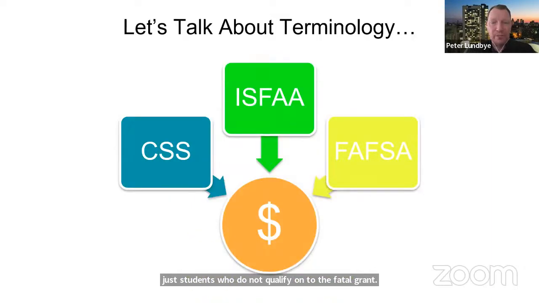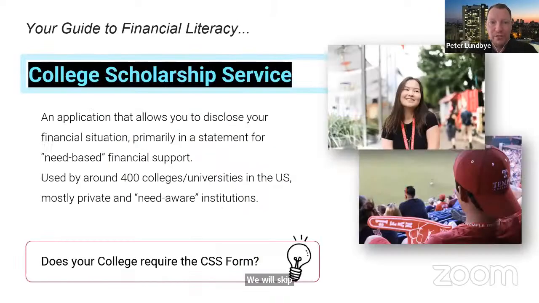Okay, so let's talk a little bit about these different categories that can lead to money. We will skip FAFSA in this part, of course, because you just heard about that. So let's start with the college scholarship services. The CSS financial profile is a profile that allows you to disclose your financial situation, primarily a statement for need-based financial support. The CSS, which has been created by College Board, the same institution that runs the SAT test, is used by around 400 colleges and universities in the US.